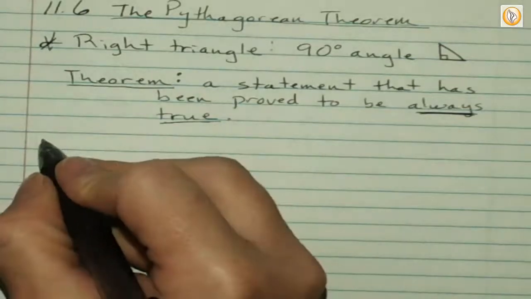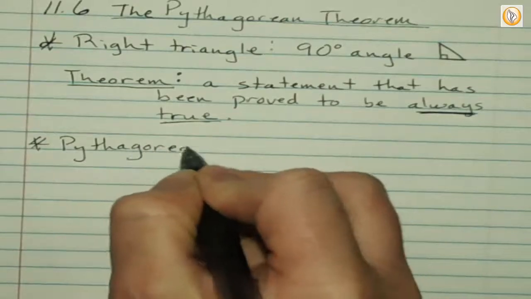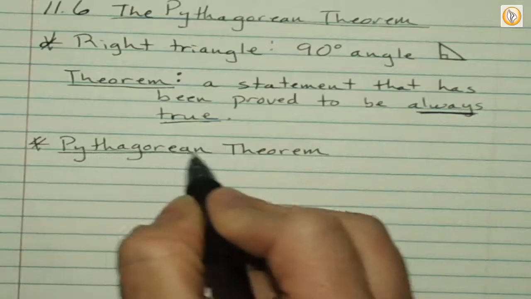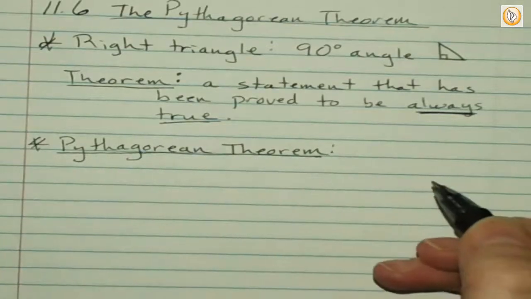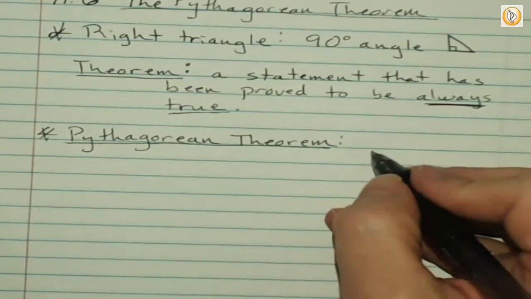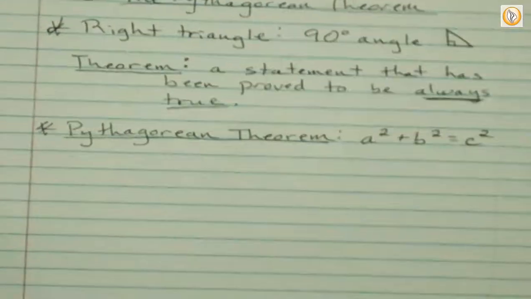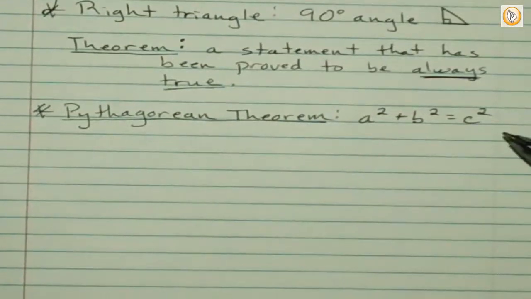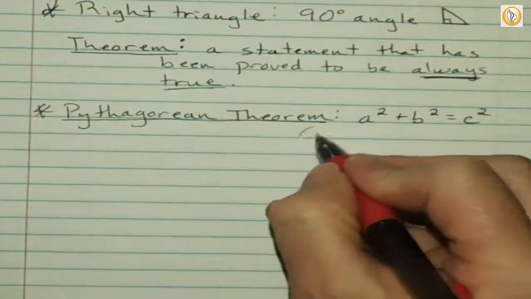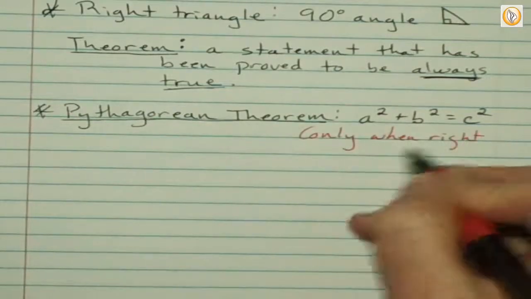Okay. Pythagorean Theorem. Again, only applied to right triangles. A squared plus B squared equals C squared. It's a formula. Pythagorean theorem is A squared plus B squared equals C squared. And it's only when it's a right triangle.